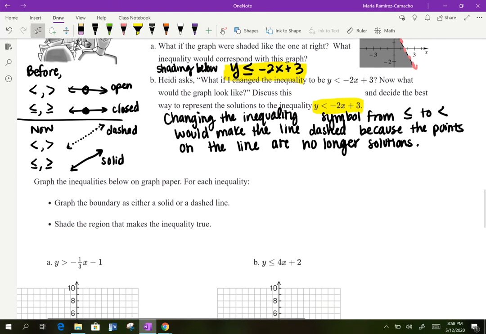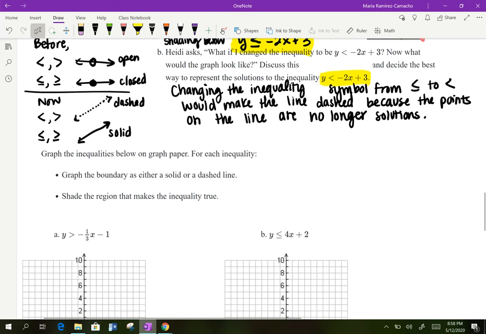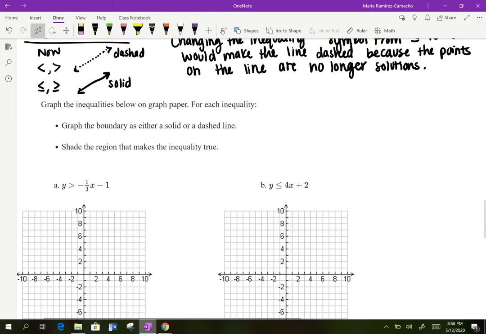Our last problem for today is to practice graphing these linear inequalities. So for each inequality, graph the boundary as either a solid or a dashed line, and then shade the region that makes the inequality true. So this right here, greater than, means that this is going to be a dashed line.